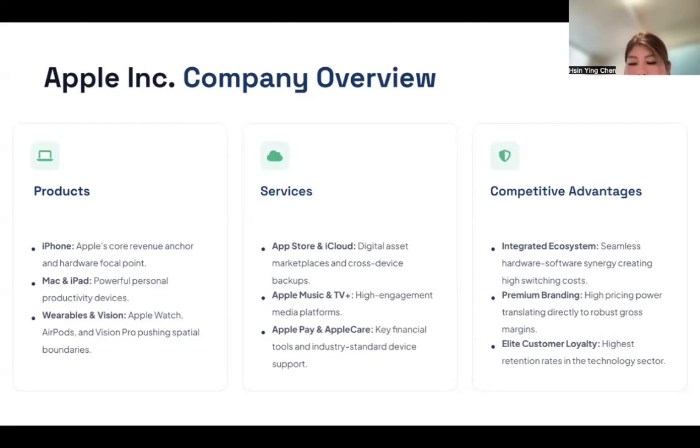So one of the biggest competitive advantages is the integrated ecosystem. Its hardware, software, and services work seamlessly together, creating a better customer experience and also encouraging long-term customer loyalty. Instead of just competing on low price, Apple focuses on innovation, premium products, and recurring service revenue, and this allows the company to maintain strong profitability.